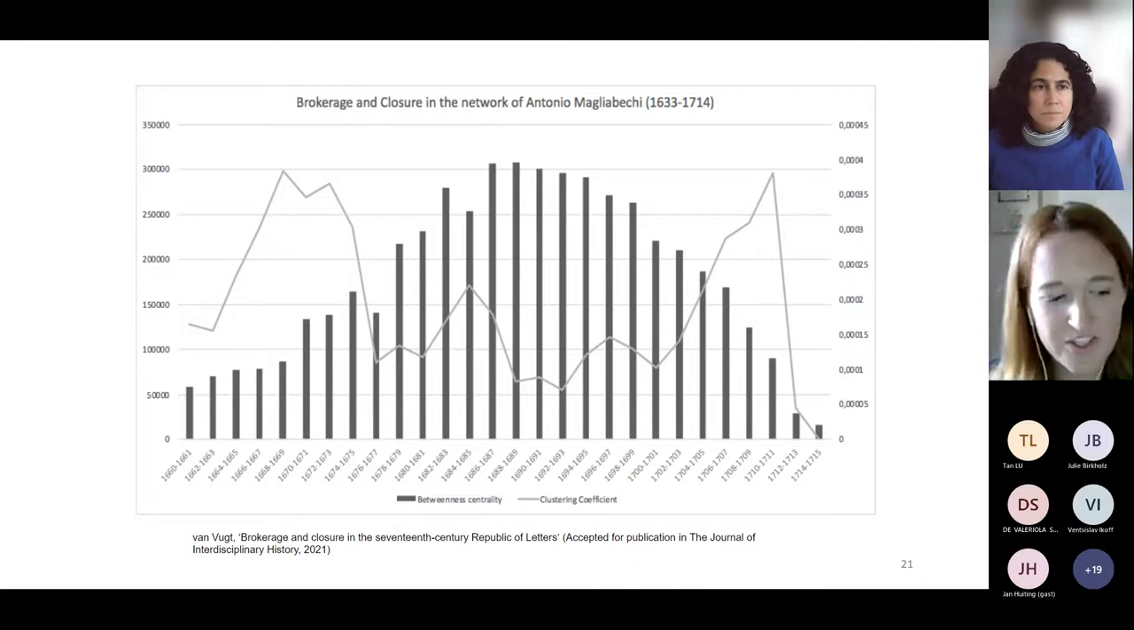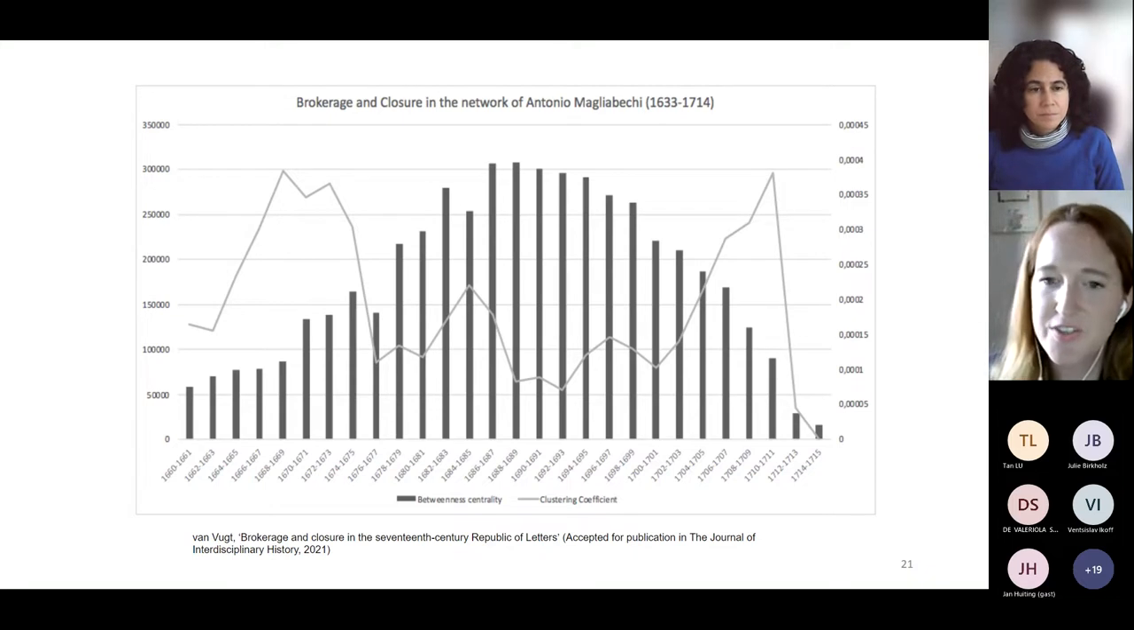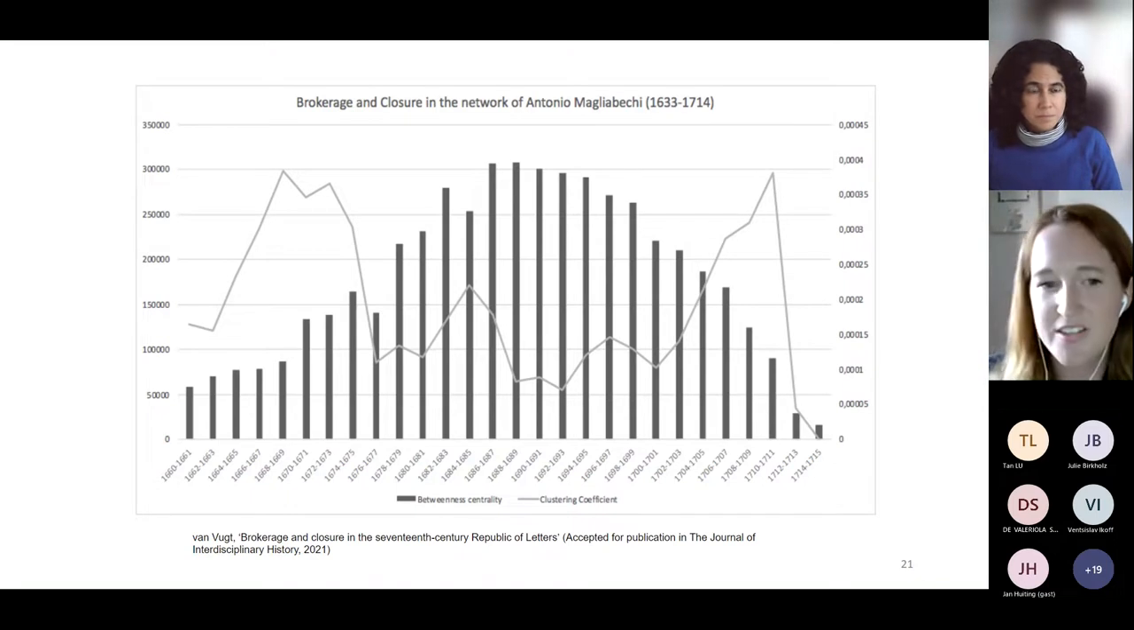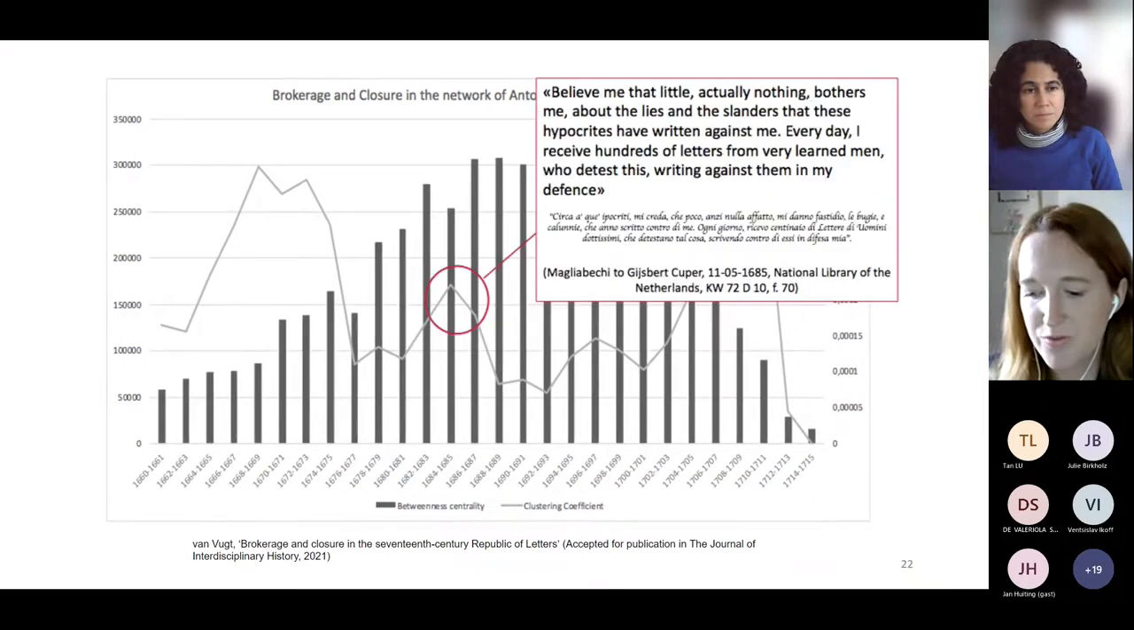But the main thing of this visualization is that it can direct our attention to certain periods in his career, to certain letters, for instance. So this kind of visualization works as a kind of distant reading that redirects our attention to particular periods in his life. Why did he lose at some point his brokerage position, for instance? And I would like to show you this briefly with an example.